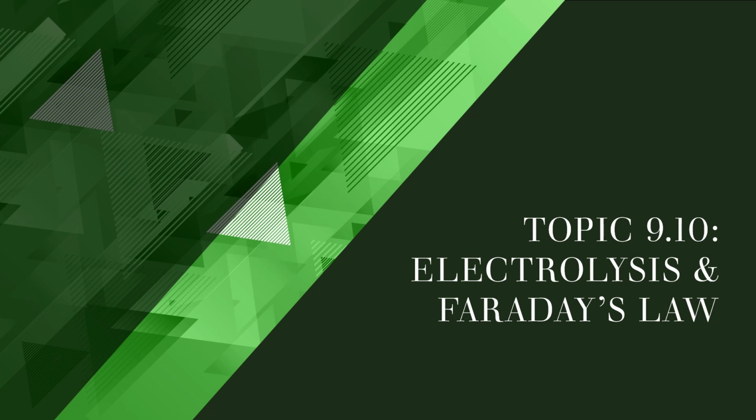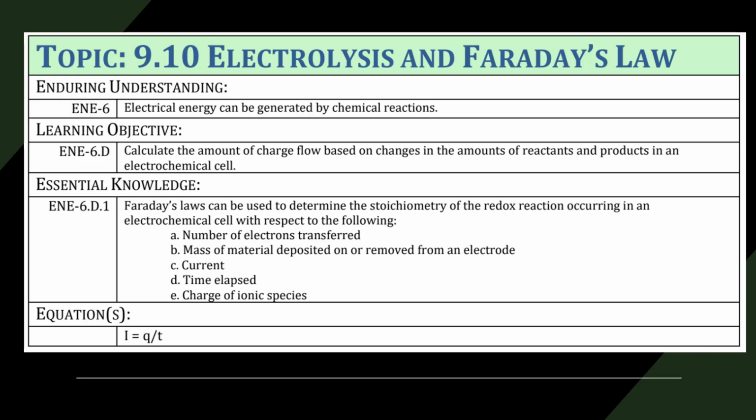Hi guys, this is AP Chemistry, topic 9.10, electrolysis and Faraday's law. The objective for today is to calculate the amount of charge flow based on changes in the amounts of reactants and products in an electrochemical cell.